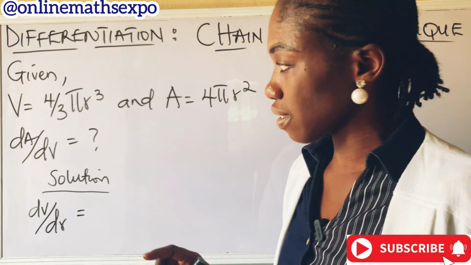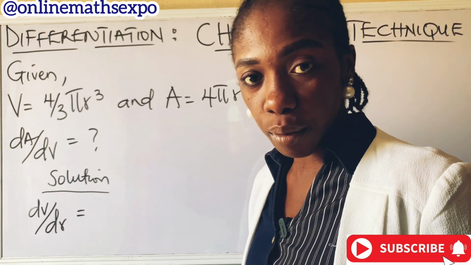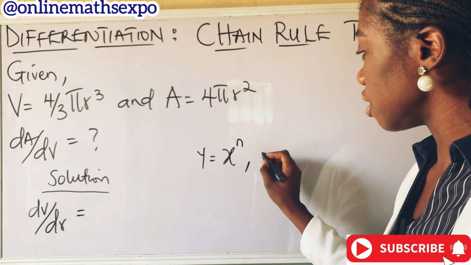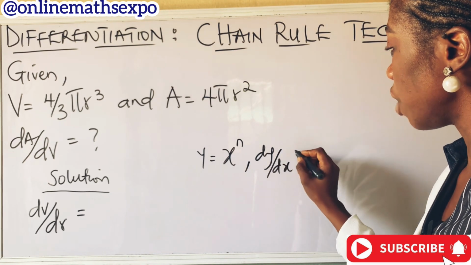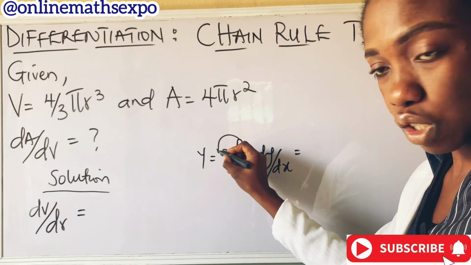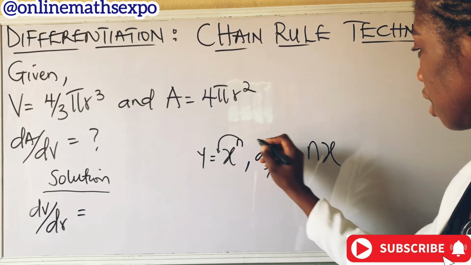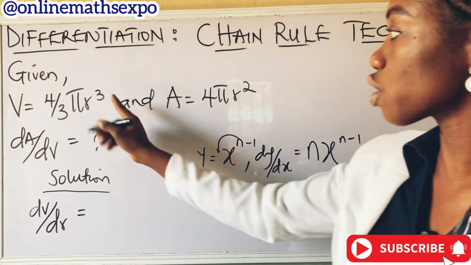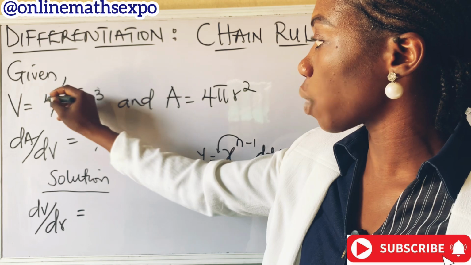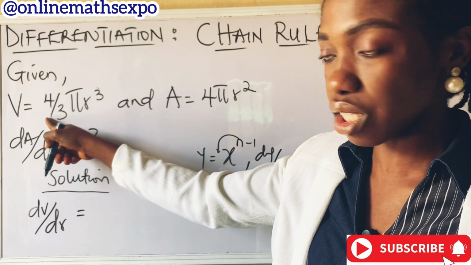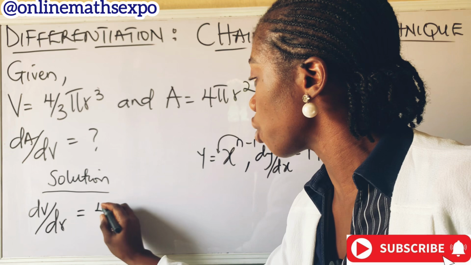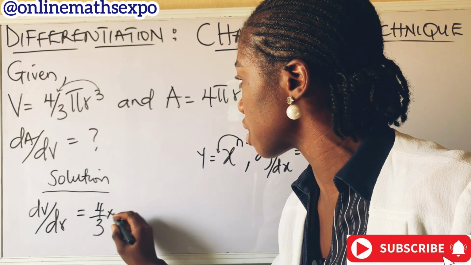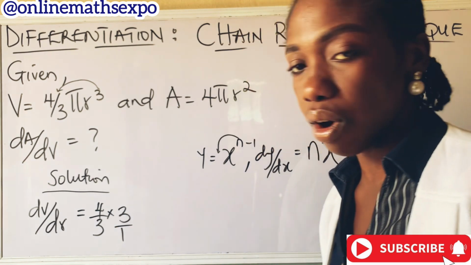Now, what do you do next? Remember your formula method. If you have x to the power of n as y, then dy/dx simply means to use the power to multiply, so we have n x, then take 1 from the power. Now what you do here is use this 3 to multiply this coefficient. So we have 4 over 3, and we multiply by 3, which is 3 over 1.